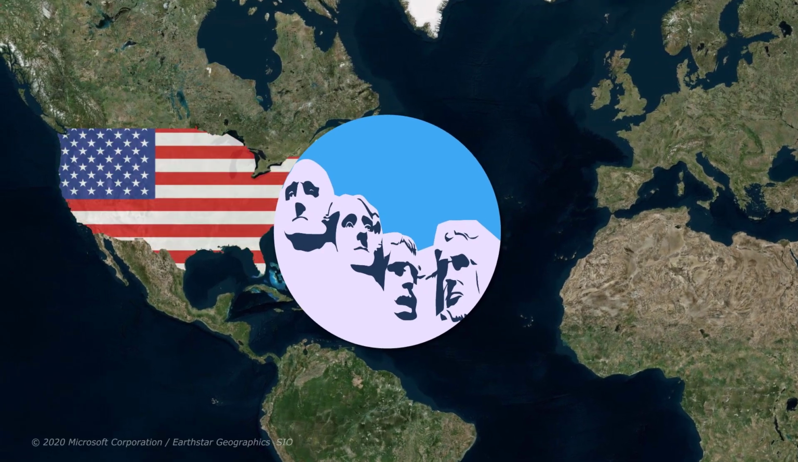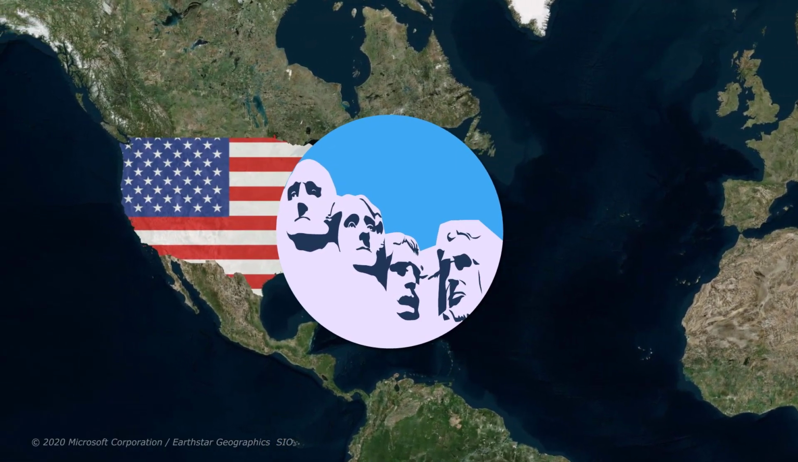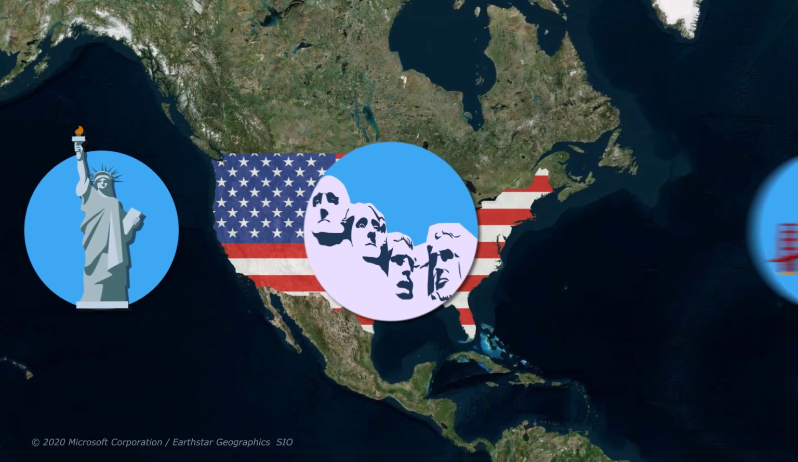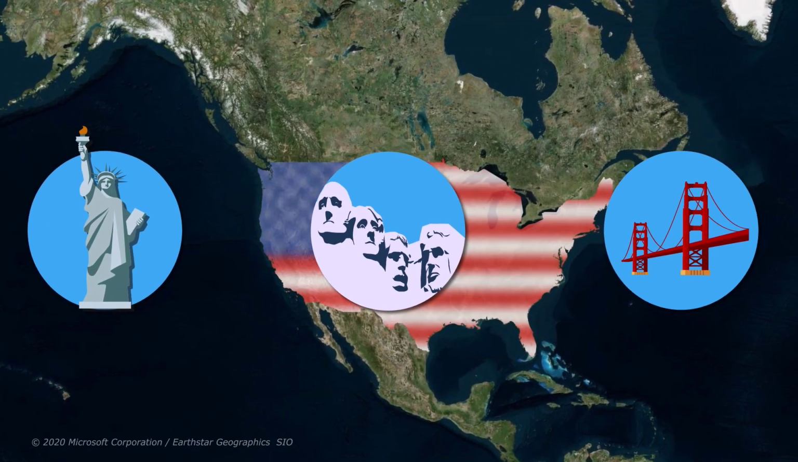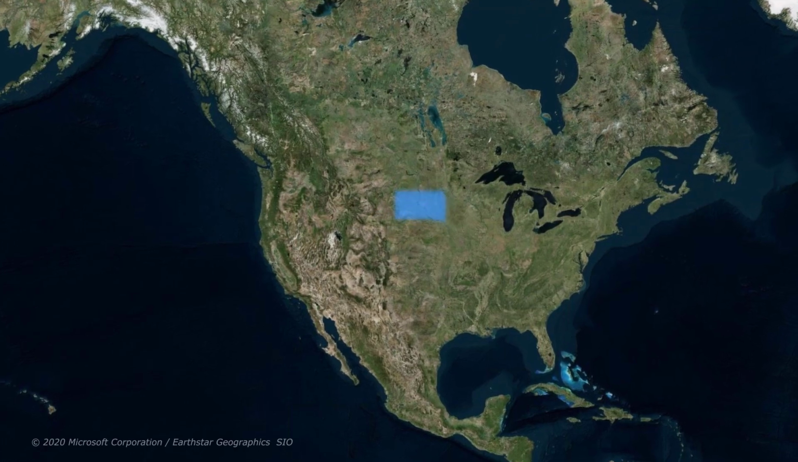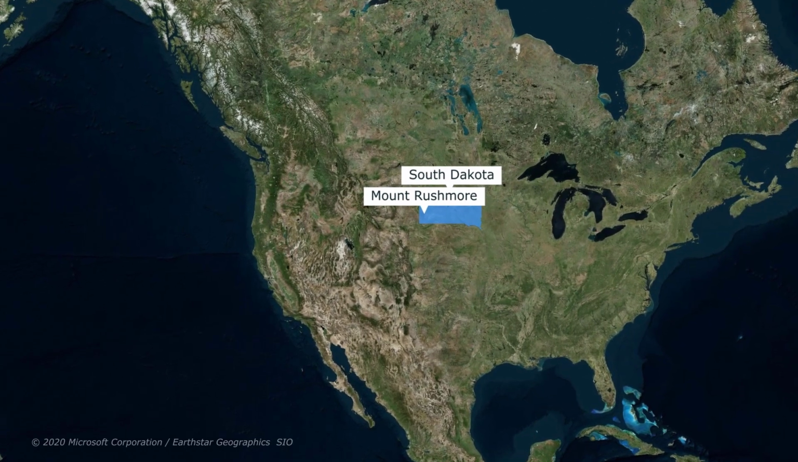Mount Rushmore is one of America's most easily recognizable landmarks. It ranks up there with the Statue of Liberty and the Golden Gate Bridge as one of the most famous sites in the U.S. It's situated in cozy South Dakota and features the faces of 4 American presidents carved into a mountain.